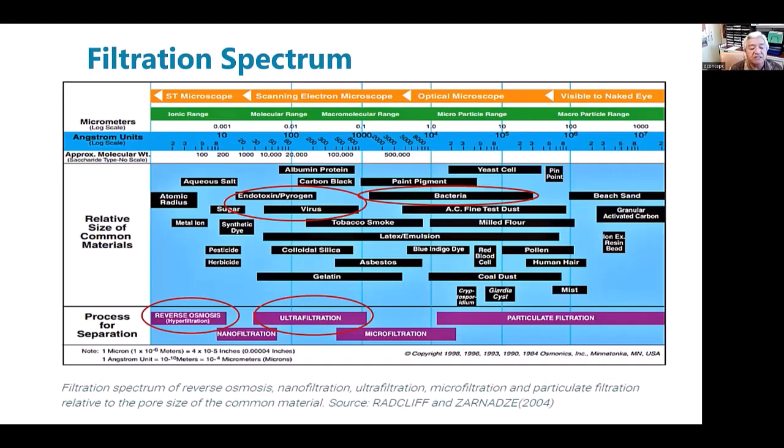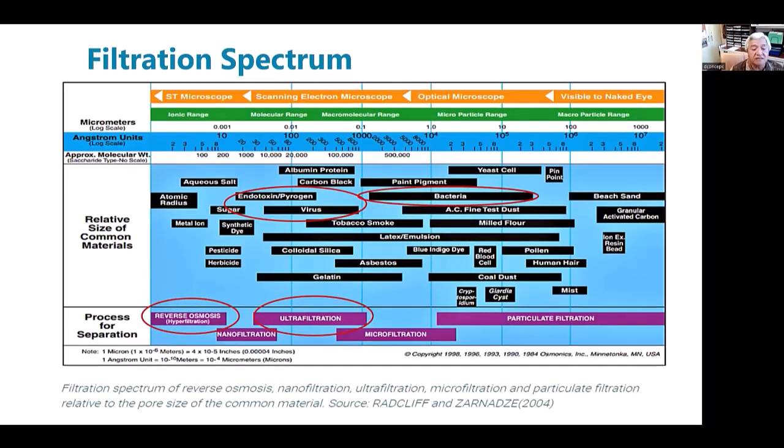Reverse osmosis and ultrafiltration have the feature, as you note in the spectrum, of blocking endotoxin, viruses, and bacteria. Also, a dialyzer is classified as, and actually is equivalent to, the ultrafiltration process. It can block the same endotoxin, viruses, and bacteria as the two other principles or processes.